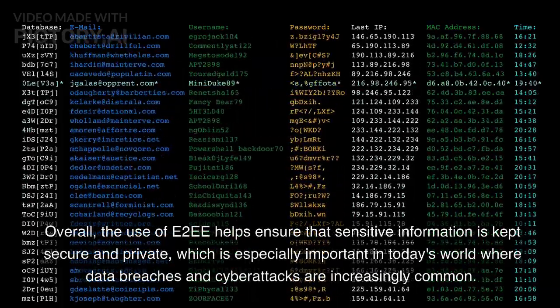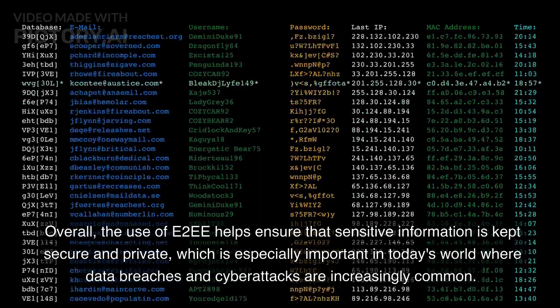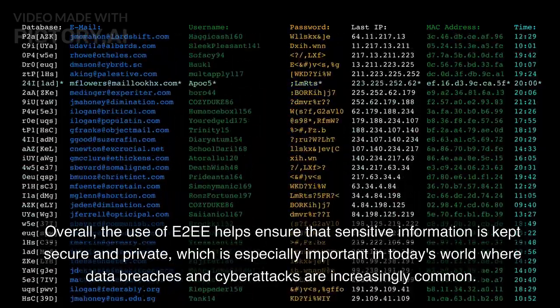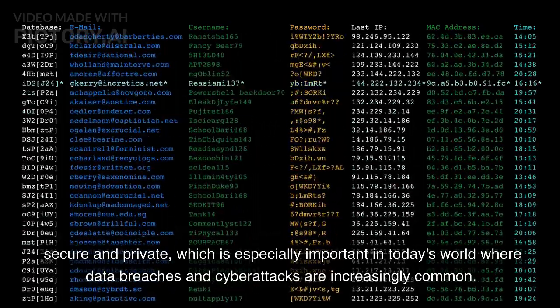Overall, the use of E2EE helps ensure that sensitive information is kept secure and private, which is especially important in today's world where data breaches and cyberattacks are increasingly common.